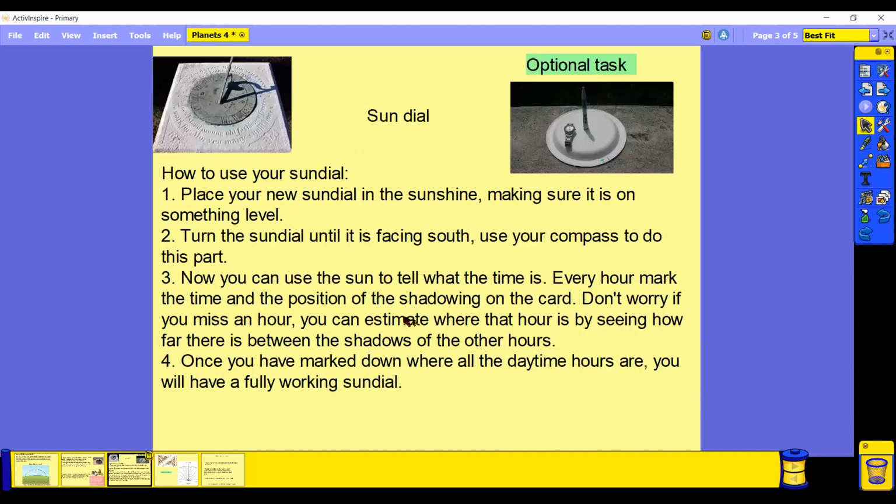What you can do to tell the time by using the whereabouts of the sun in the sky is create a sundial. So this is going to be an optional task. I am going to attach the worksheet to the assignment, but it is completely optional. If you don't want to do it, that's fine, but if you do it, that's fabulous. Just send me in some pictures.